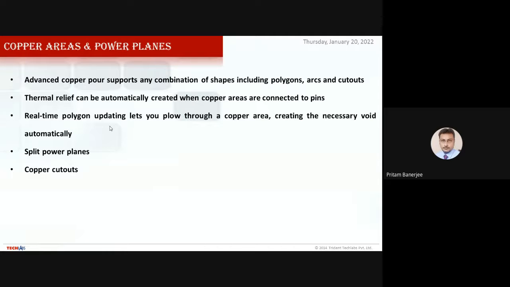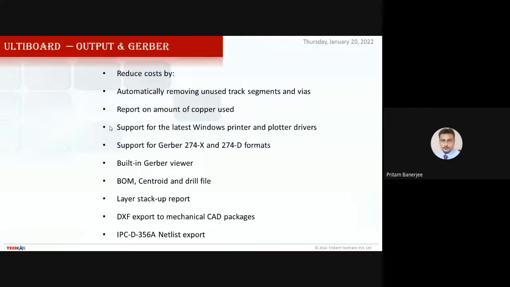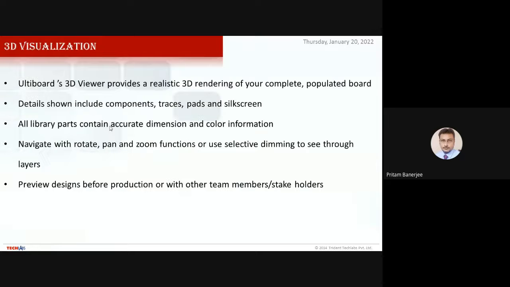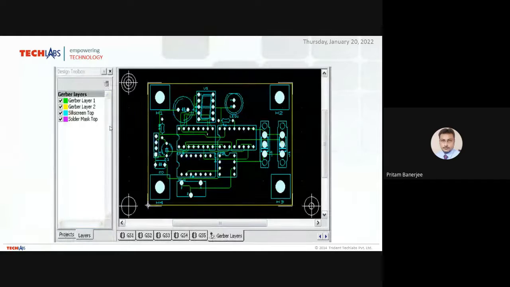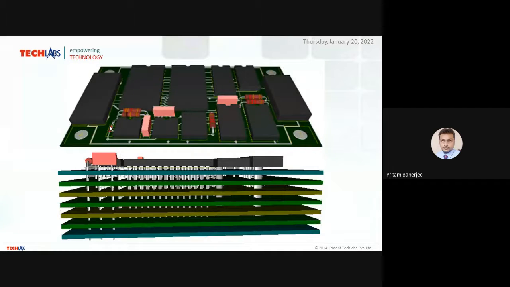The copper area and power plane could be designed, copper cutouts. We could generate the output Gerber file. I'll just show how the Gerber file will look. These are all the connectivities which are actually showing. This is actually a stack-up of the layers, because with the Altiboard software, it is not only single sided or single layer PCB, multi-layer dual sided PCB could also be created.